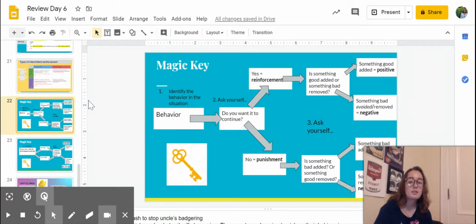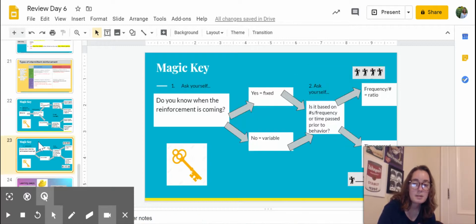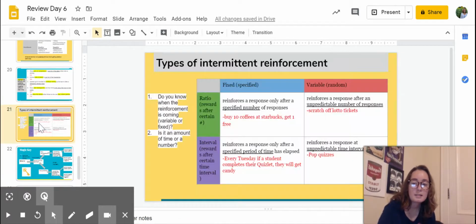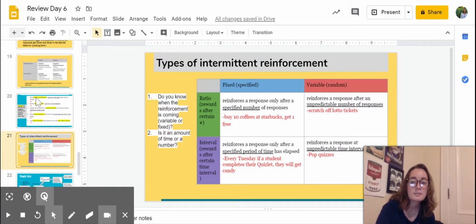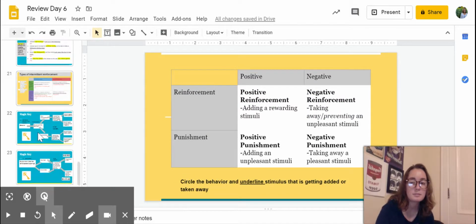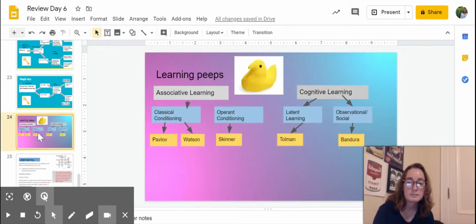And you guys can go through this. This is the little key that I made. But I think asking yourself these basic questions when it comes to the reinforcers, and when it comes to positive and negative punishment, will make it a little bit easier.